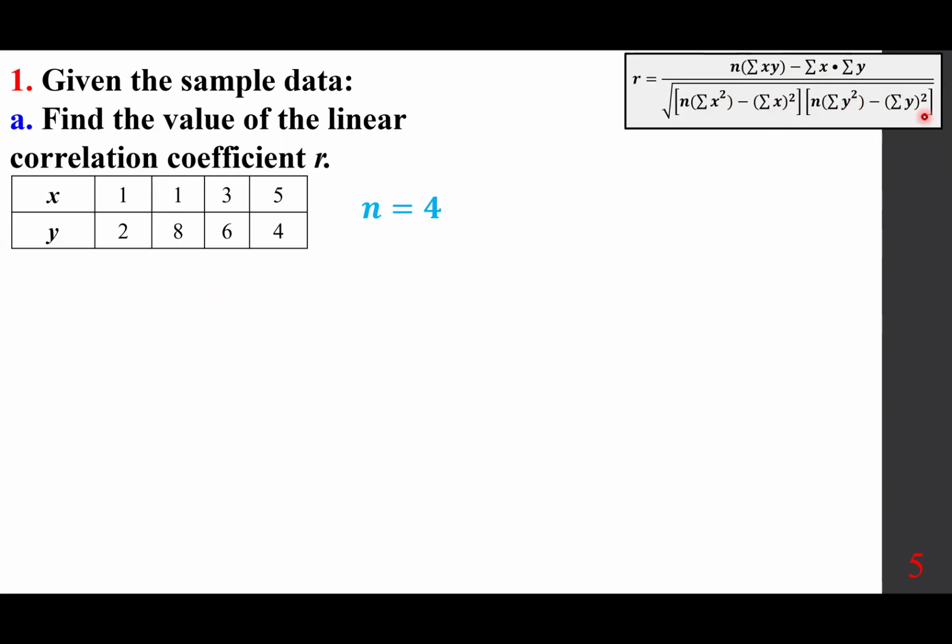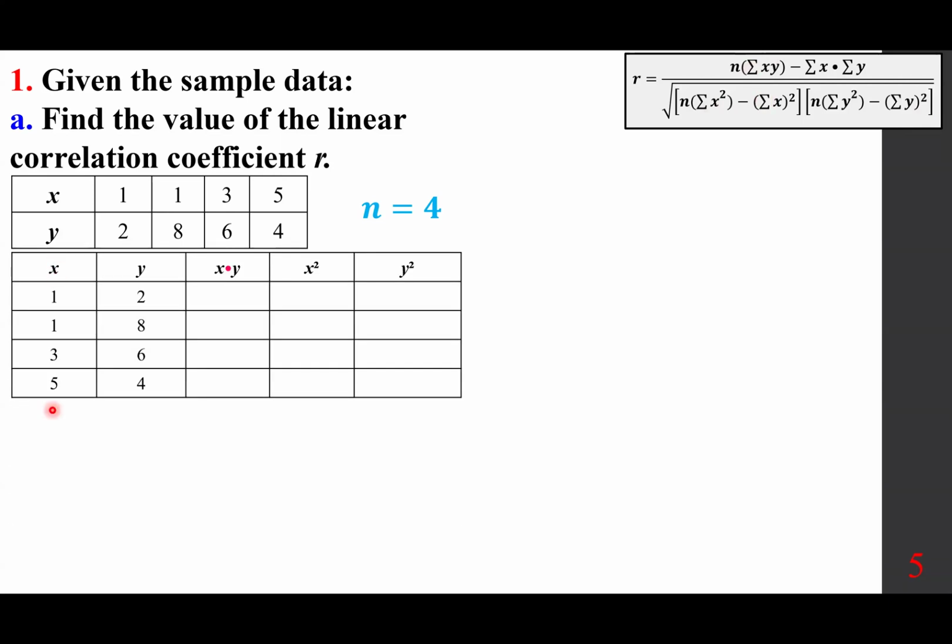As you can see, it's pretty involved. So having said that, we are going to write x, y, and then we need x times y. We need x squared. We need y squared. So let's write x's, y's, and then we have x times y, which means multiply these two.